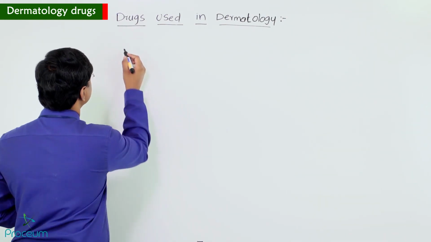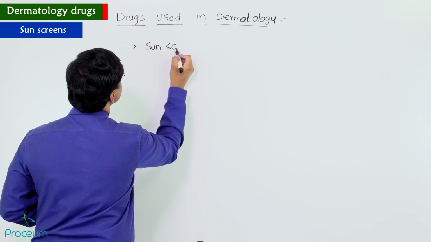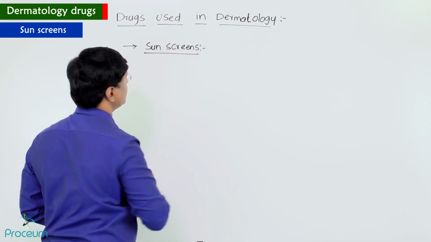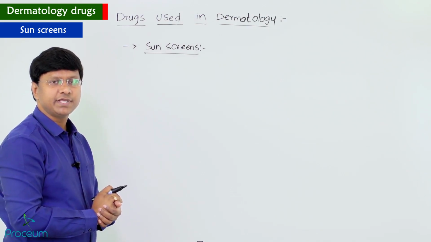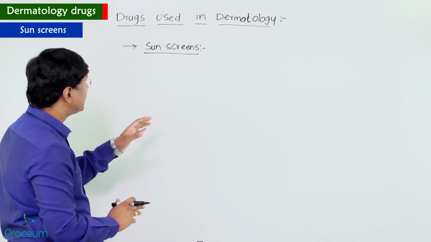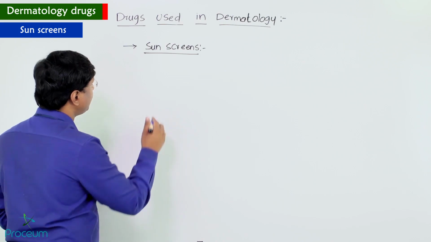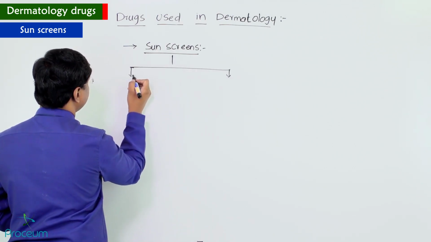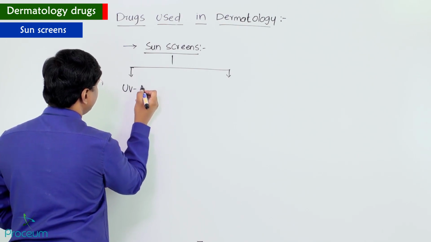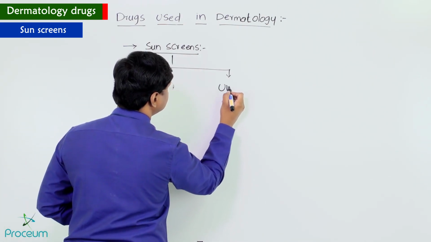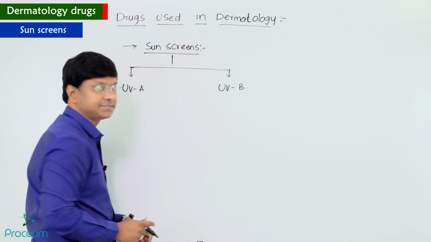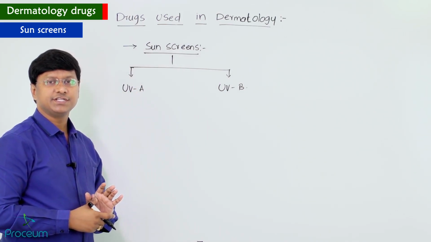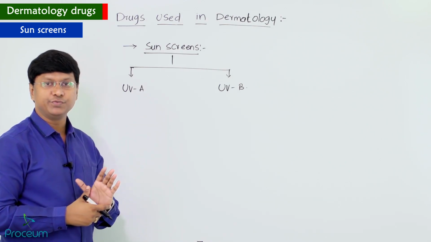Next, let me discuss the sunscreens used in dermatology. Now, these sunscreens may protect the skin from UVA light or UVB light. Let us take the sunscreens which protect the skin from UVA.